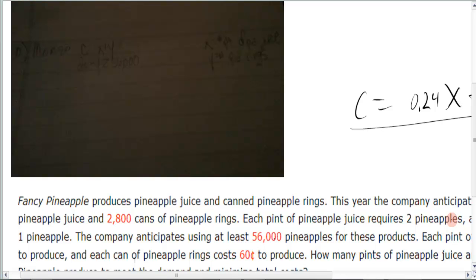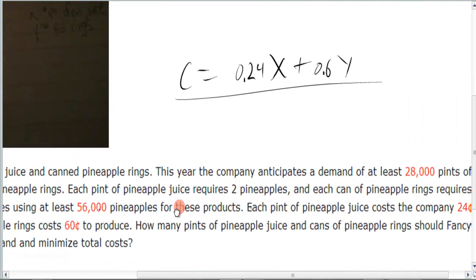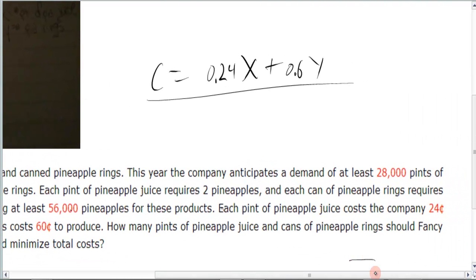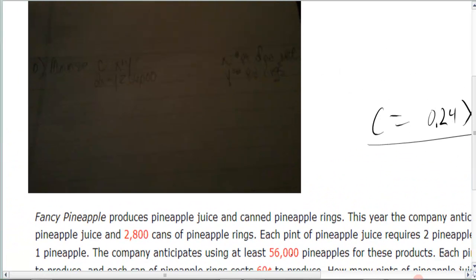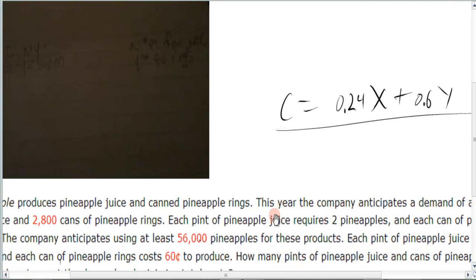So the only other thing you left out is the company anticipates demand of at least 28,000 pints of juice. You don't have a 28,000 pints of juice. So, I mean, that's just telling you that they expect x to be greater than or equal to 28,000. And so similarly, look at y and figure out that equation.